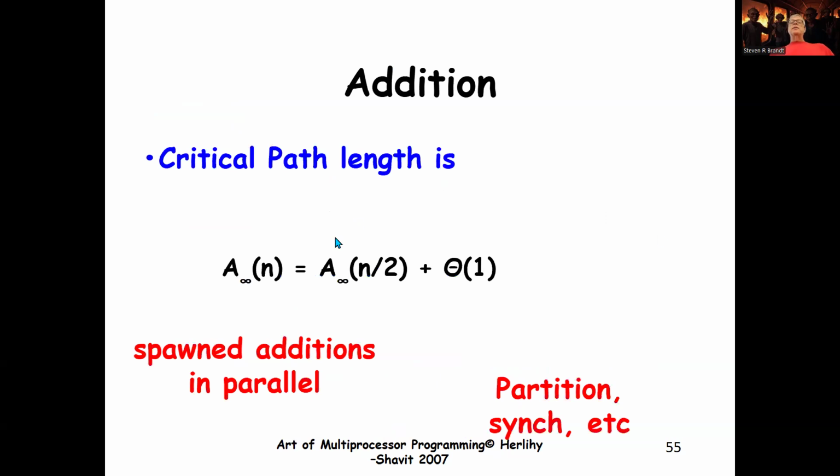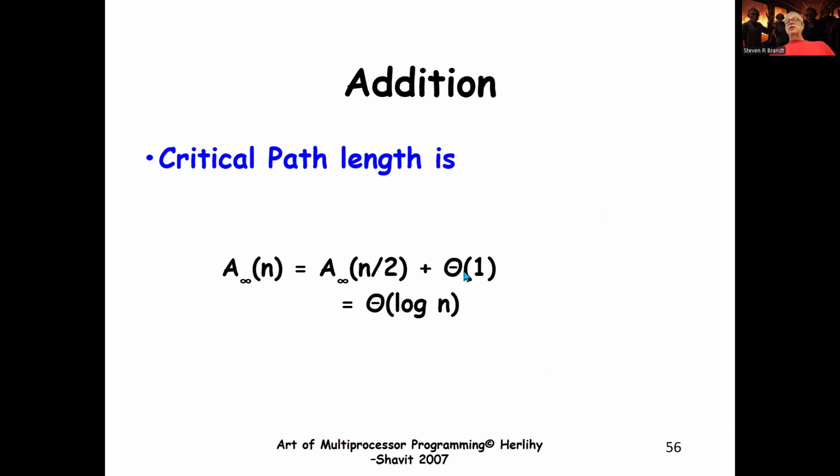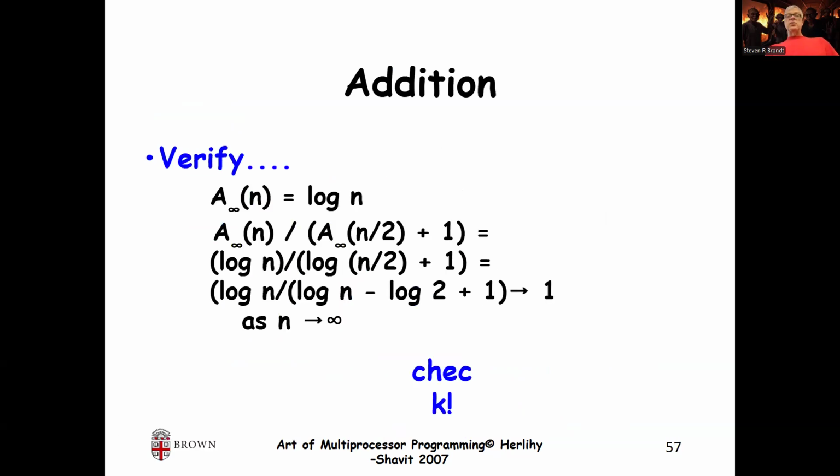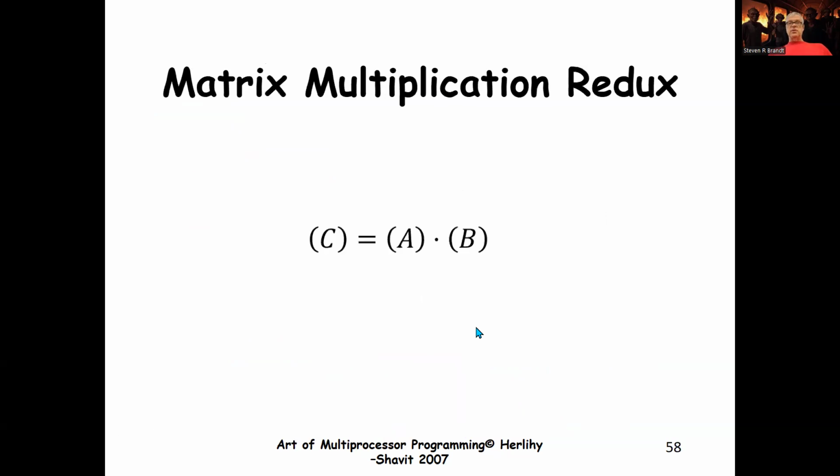Okay. And the critical path length is going to look like this. A infinity of n is just going to be equal to one of these paths, because all 4 can go in parallel, right? Plus, again, some constant part of it. And so that's going to give you log n. You can verify that.